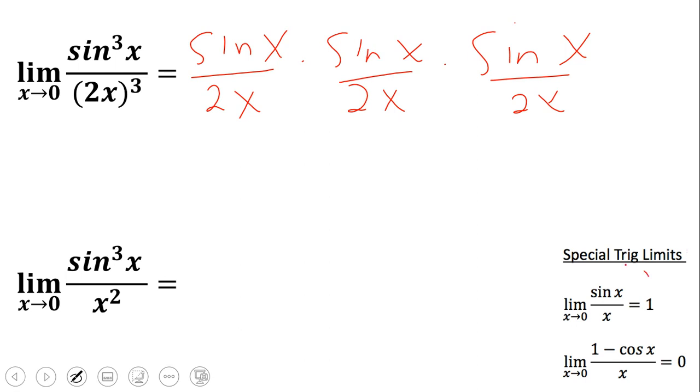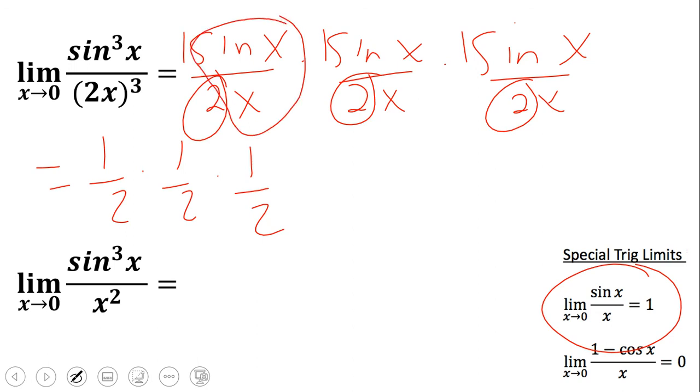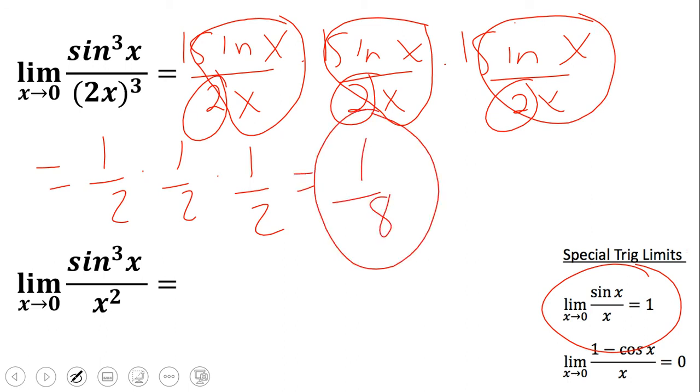From here, anytime there's a sine of x over x, that's equal to a 1. The fact that there are all these 2's in the denominators, don't forget that there's a 1 for the top of each of them. So this winds up being a 1/2 times a 1/2 times a 1/2, because each of these sine of x's over x's turn out to be 1s. So a half times a half times a half gives you a limit of 1/8.